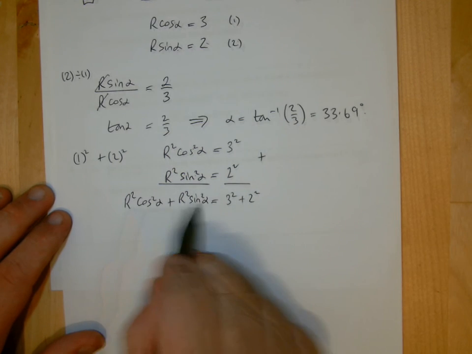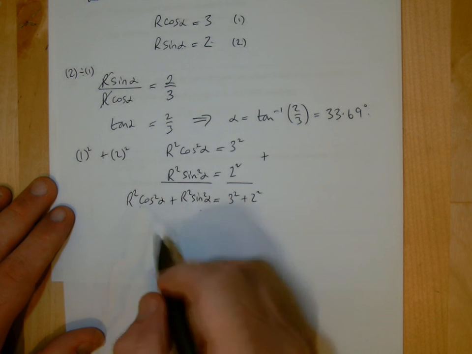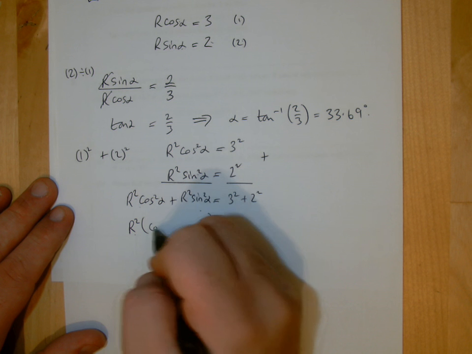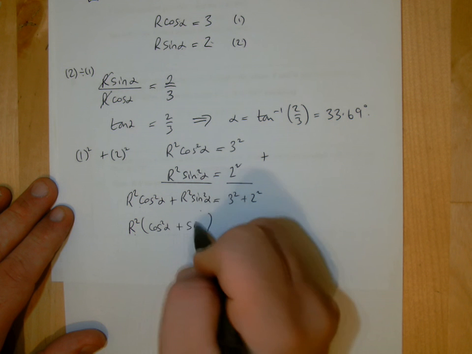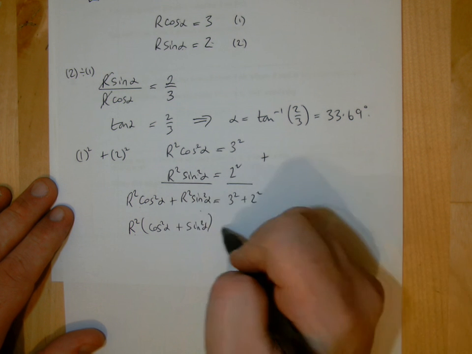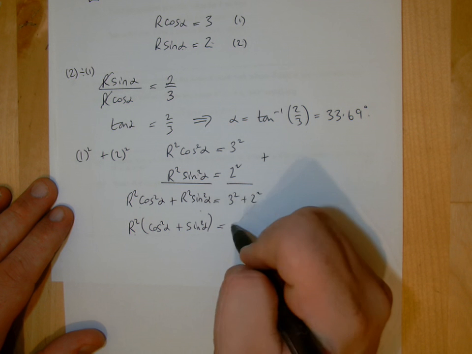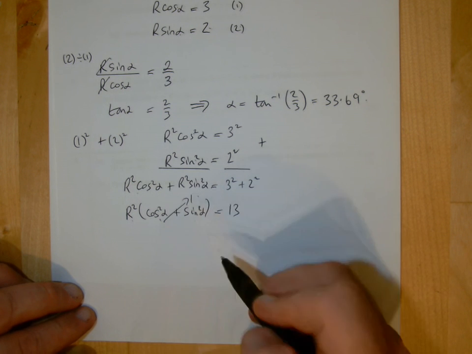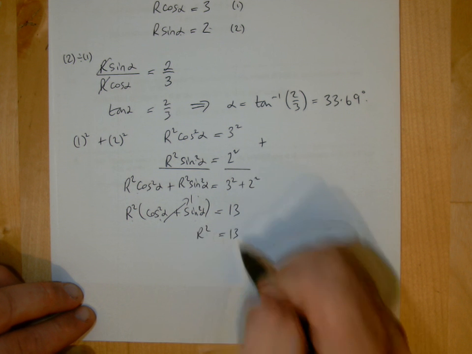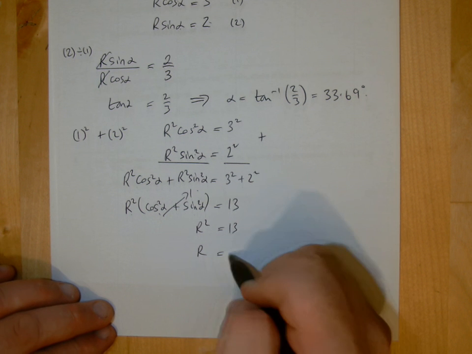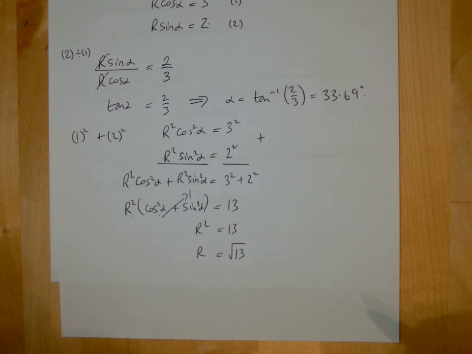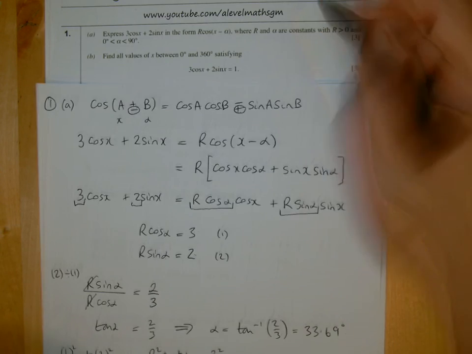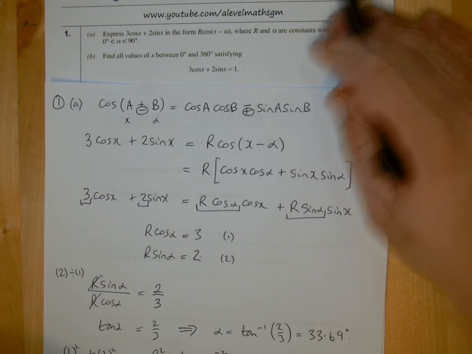Now what you notice here is we got a common factor of r squared, so I can factorize that out. So r squared, bracket, cos squared alpha plus sine squared alpha. On this side I've got 13. Now cos squared plus sine squared is just 1. So r squared is equal to 13, which means r equals the square root of 13. We take the positive root because it says in the question take r to be greater than 0.